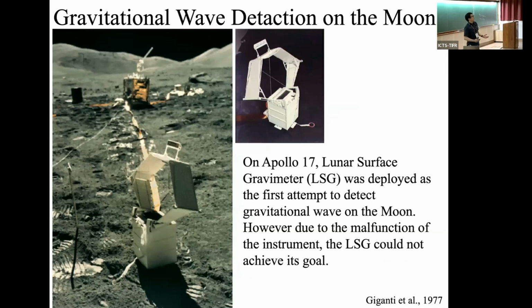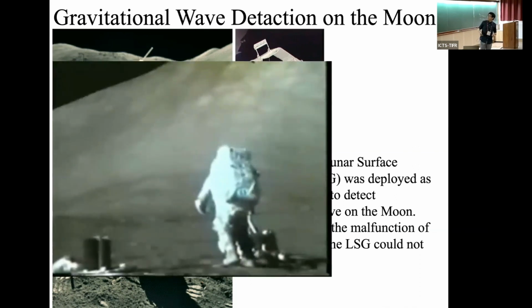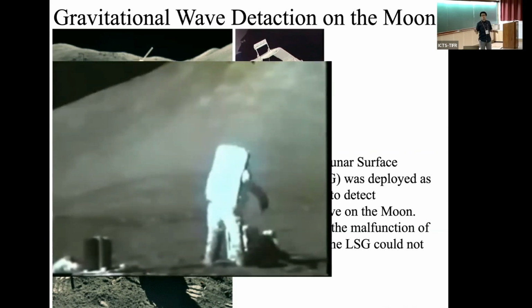If I were going to talk about the moon, I have to start with this picture, because there was an attempt to detect gravitational waves on the moon by Apollo 17. This was the lunar surface gravimeter, which Jan also pointed out. This was proposed by Weber, with a similar concept to what we are discussing today. However, there was a malfunction of the instrument, and the detector could not provide any meaningful information in terms of gravitational wave detection. We can also see Jack Schmitt, the only geologist who went to the moon, placing this gravimeter.